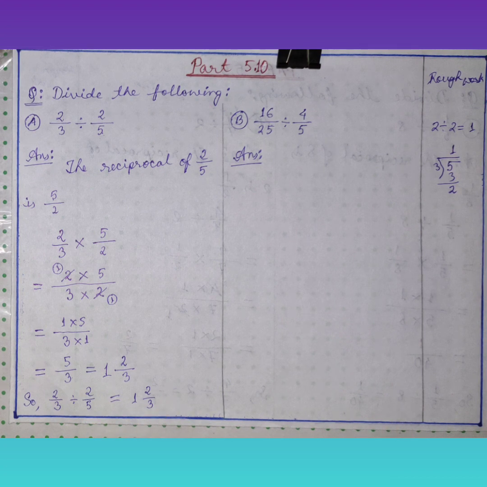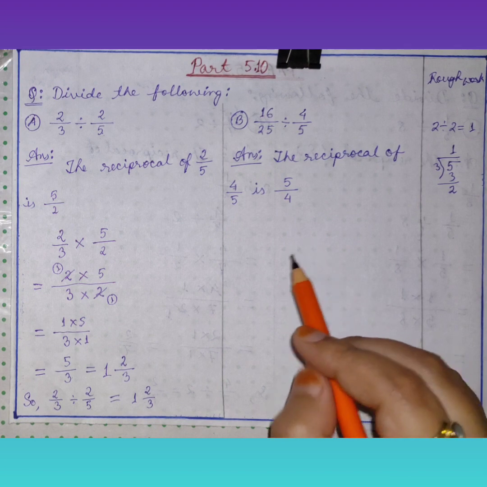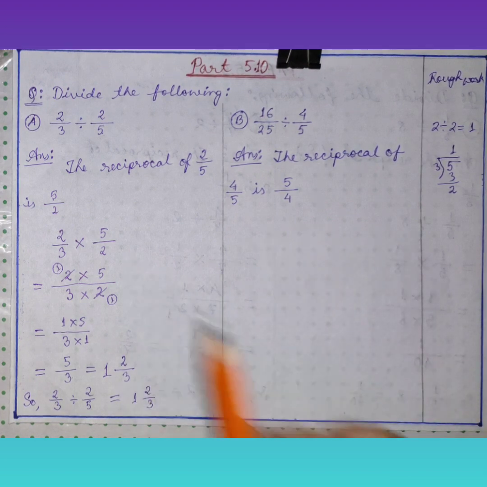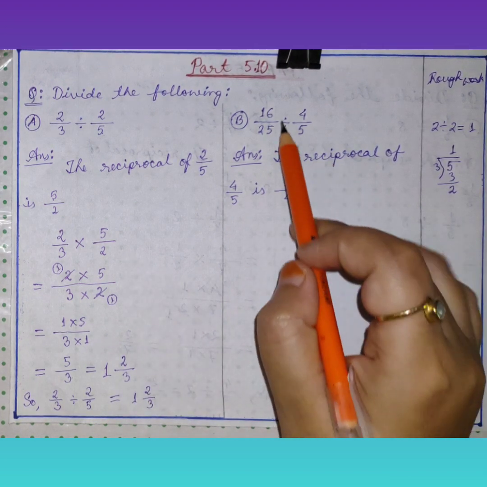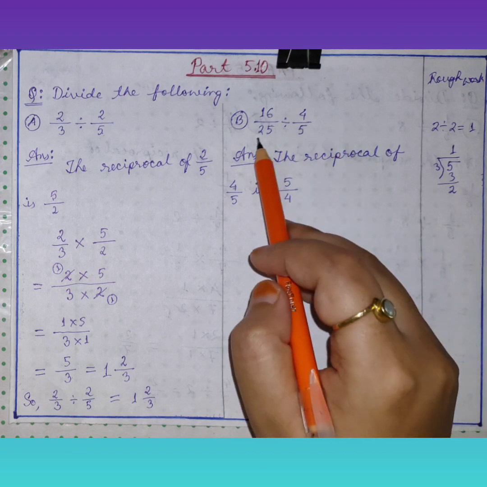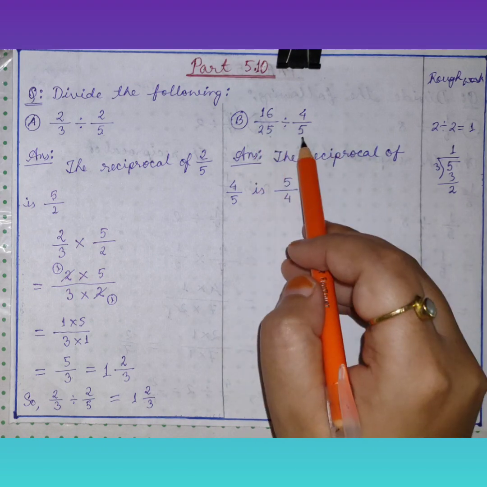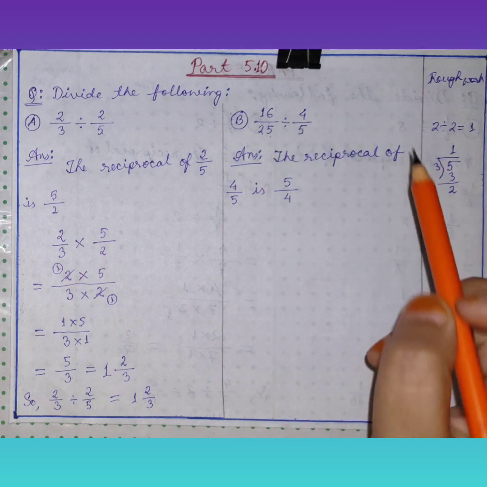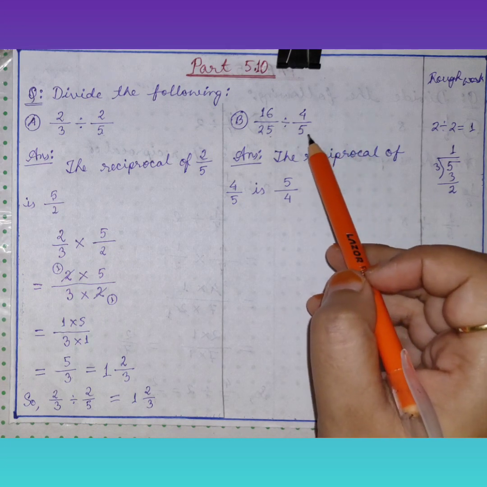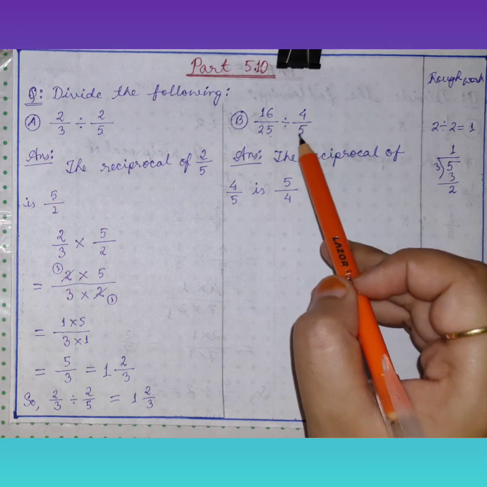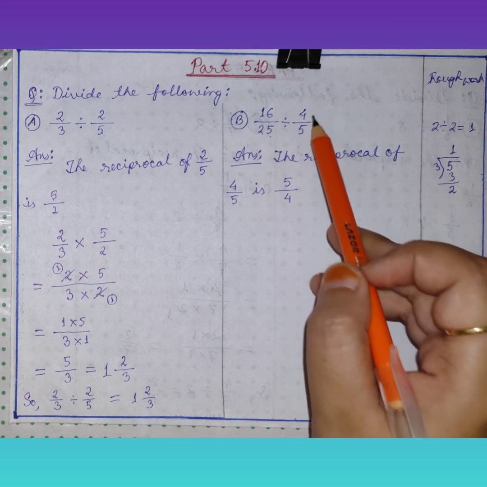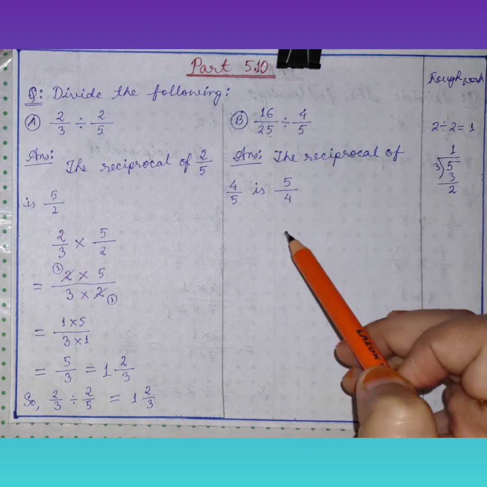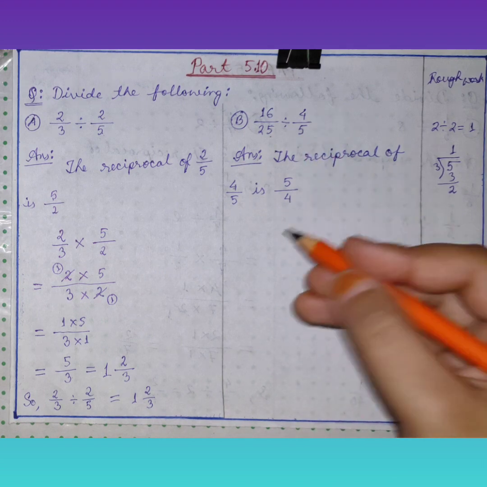Yes. Now, let us move to the second question. Here also we have to follow the same process as the previous one. Two fractions are given, right? The first fraction is the dividend and the second fraction is the divisor. You need the reciprocal of the second fraction, that is 4 by 5, and the reciprocal of 4 by 5 is 5 by 4.